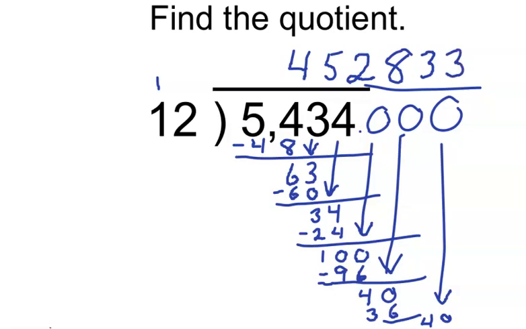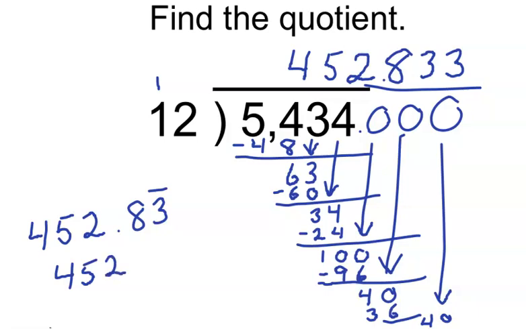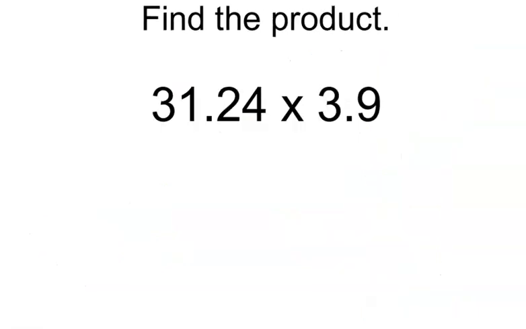All right, you guys can probably see what's going to happen now. It's going to continue on and on forever. So the answer for this one would be perfectly fine to make it, if we bring the decimal up there, 452.83 with a line over it, or just 452.83 without a line over it, because the next number is 3. So it's not going to make the 3 go into a 4.